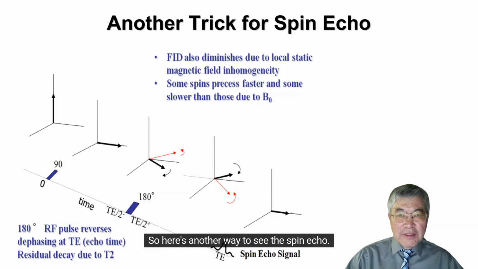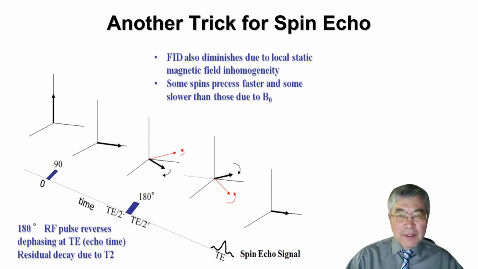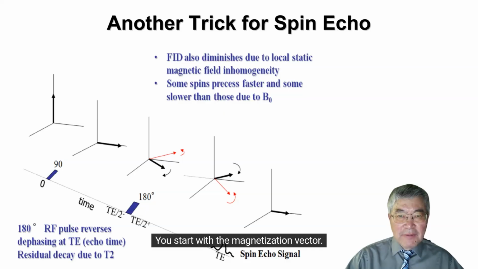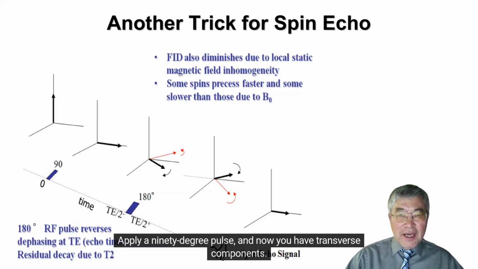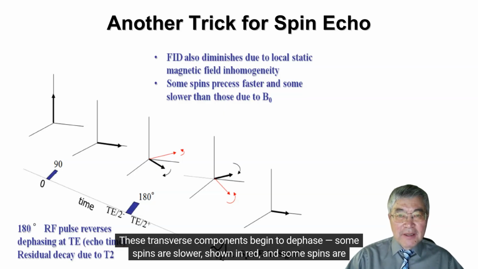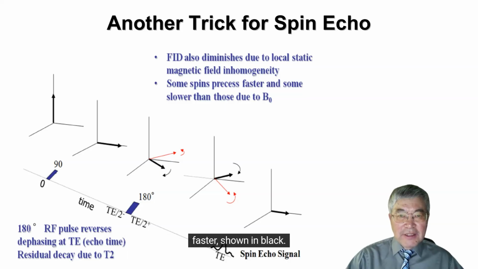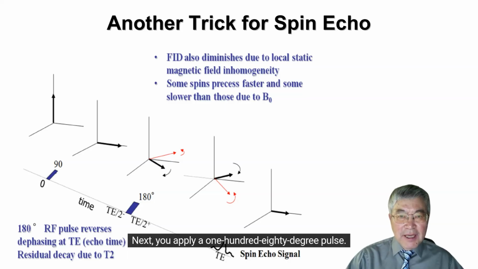So here's another way to see the spin echo. You start with the magnetization vector. Apply a 90-degree pulse, and now you have transverse components. These transverse components begin to dephase. Some spins are slower, shown in red, and some spins are faster, shown in black. Next, you apply a 180-degree pulse.